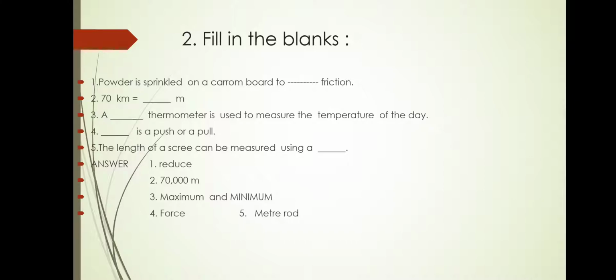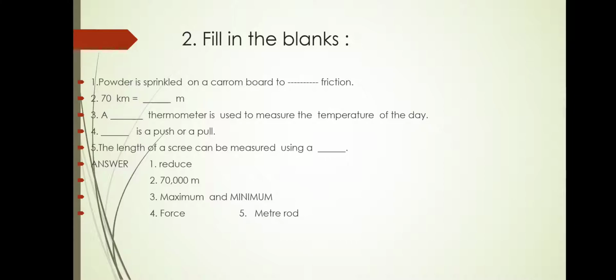Fourth, dash is a push or a pull. And answer is force. Force is a push or a pull. Fifth, the length of a sari can be measured using a dash. The length of a sari can be measured using a meter rod.